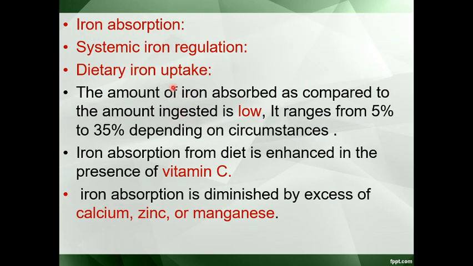Iron absorption. Systemic iron regulation. Dietary iron uptake, that is the iron sources which you are taking in the diet. The amount of iron absorbed as compared to the amount ingested is low. You take more iron in the diet, but the amount absorbed is less. It ranges from 5 to 35% depending upon the circumstances, because certain things in the diet inhibit or decrease iron absorption. Iron absorption from the diet is enhanced in the presence of vitamin C, whereas it is diminished by excess of calcium, zinc, or manganese.